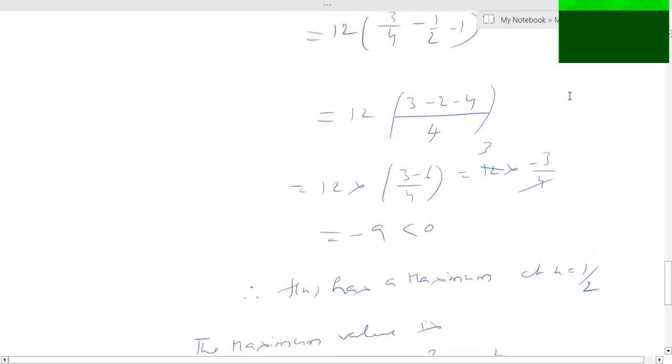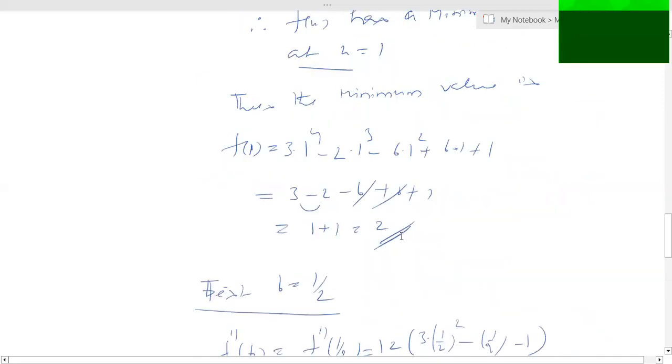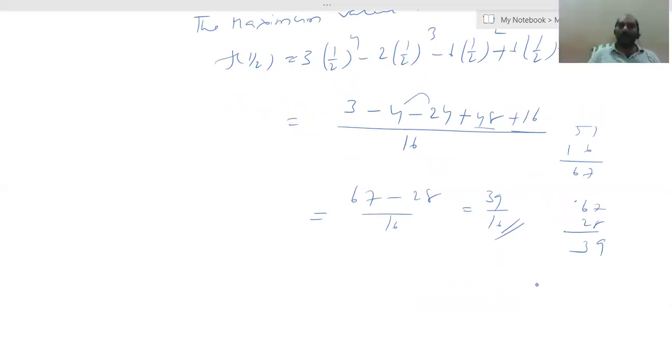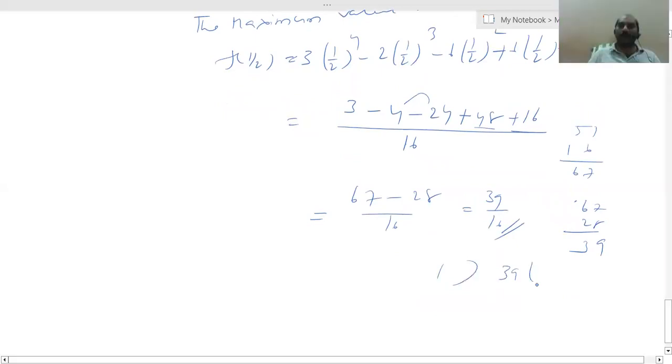Previously, we have the minimum value at 1. The minimum value is 2. Now, what about this? 39 by 16 is 2 point something, more than 2. Therefore, it is a maximum. So, the maximum value is this one. Next problem.